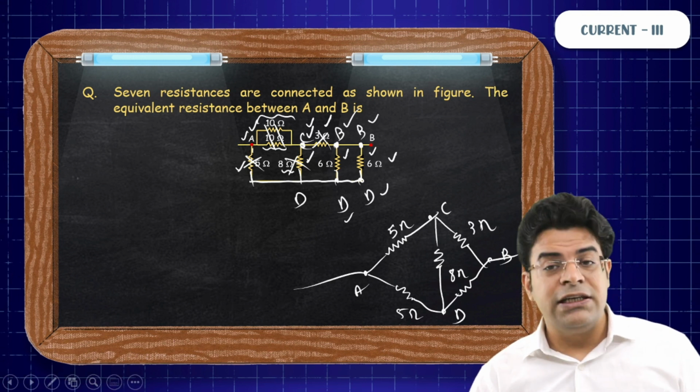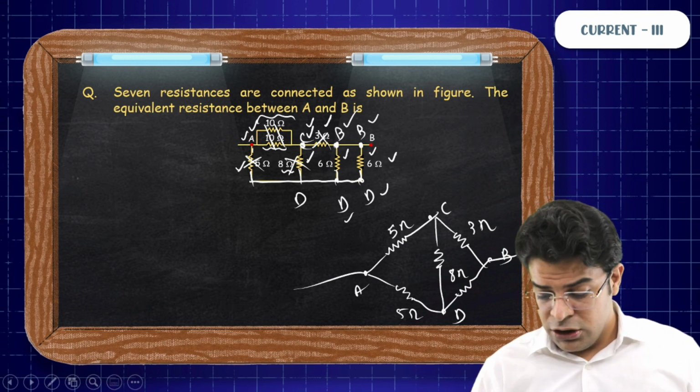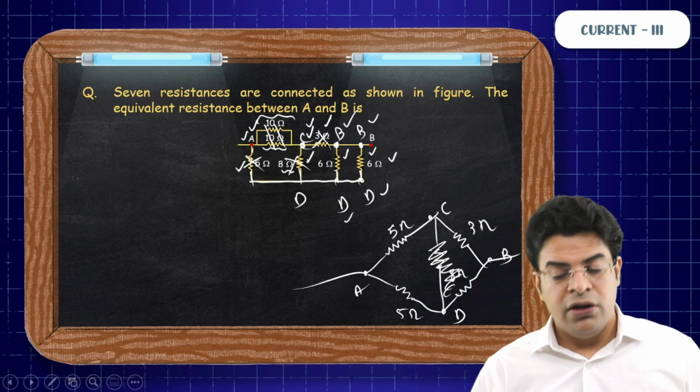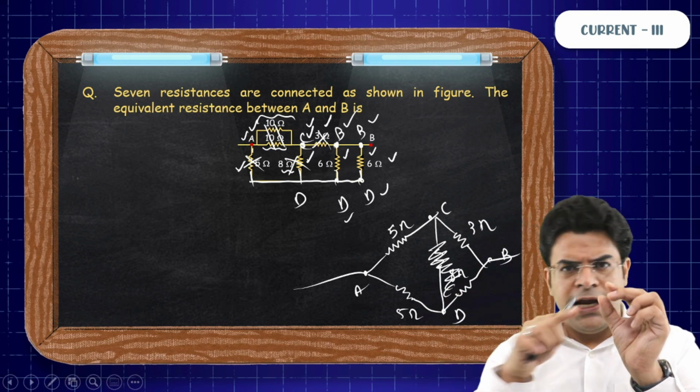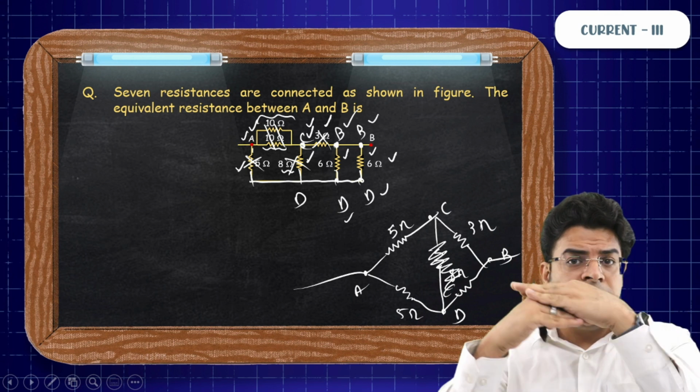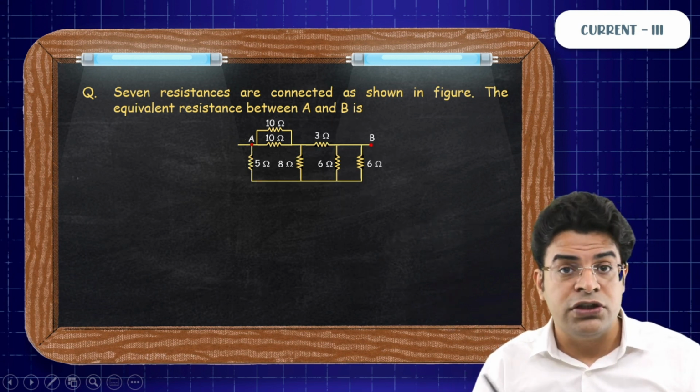So here you can see again a balanced Wheatstone bridge. So there is no current through this central line. The resistance of the upper line is 5 plus 3, 8. The lower line is 5 plus 3, 8. 8 parallel 8 gives you R equivalent of 4. So the answer to this question is 4.